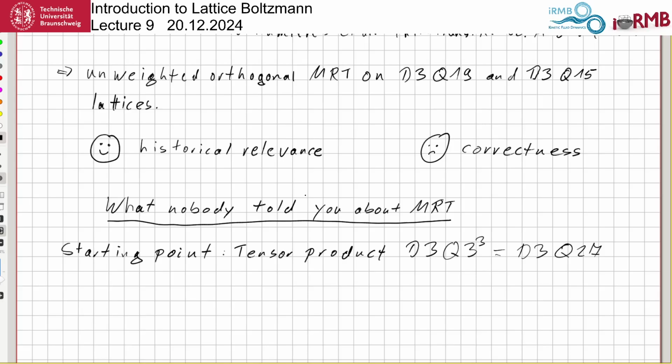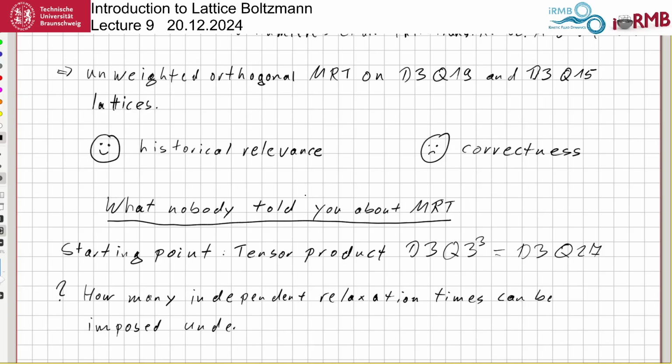And now the challenge is that we wanted to derive a method with multiple relaxation times. So we need to know how many moments there are to see how many different relaxation rates we could choose. So the question: how many independent relaxation times can be imposed? And this, of course, under the assumption of isotropy.